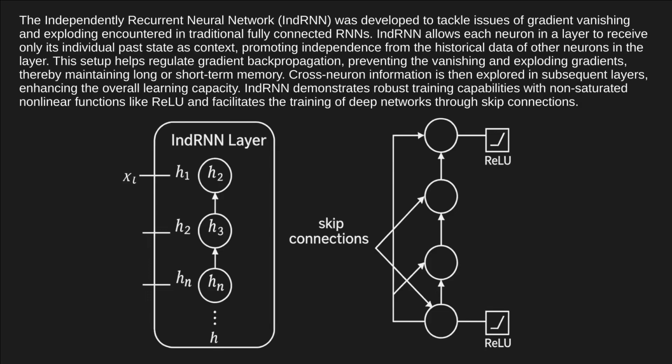The independently recurrent neural network, INDRNN, was developed to tackle issues of gradient vanishing and exploding encountered in traditional fully connected RNNs. INDRNN allows each neuron in a layer to receive only its individual past state as context, promoting independence from the historical data of other neurons in the layer. This setup helps regulate gradient backpropagation, preventing the vanishing and exploding gradients, thereby maintaining long or short-term memory. Cross-neuron information is then explored in subsequent layers, enhancing the overall learning capacity. INDRNN demonstrates robust training capabilities with non-saturated nonlinear functions like ReLU and facilitates the training of deep networks through skip connections.